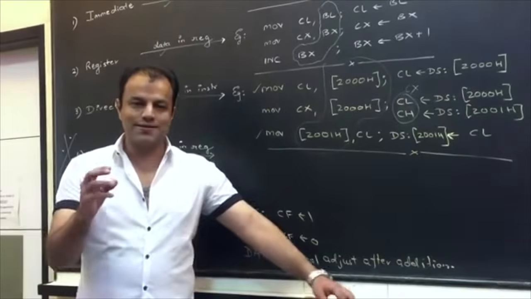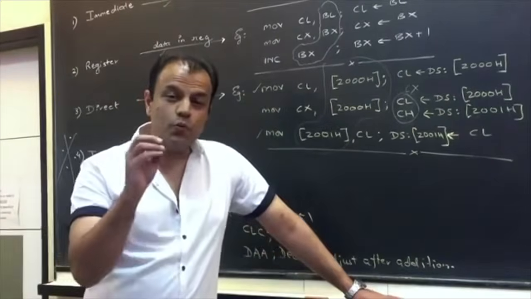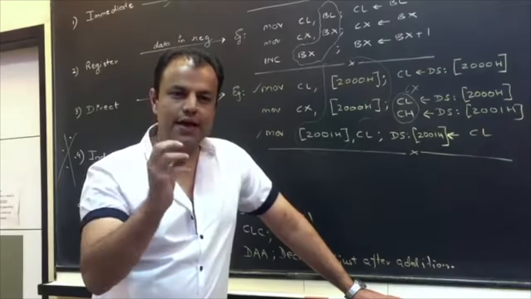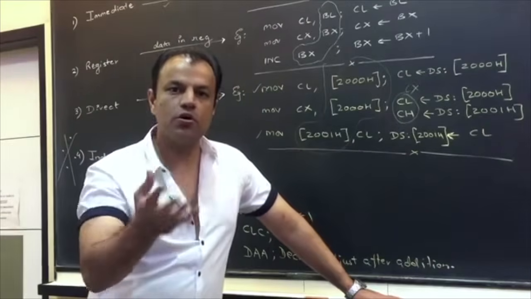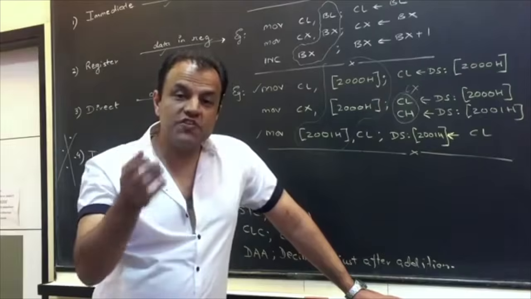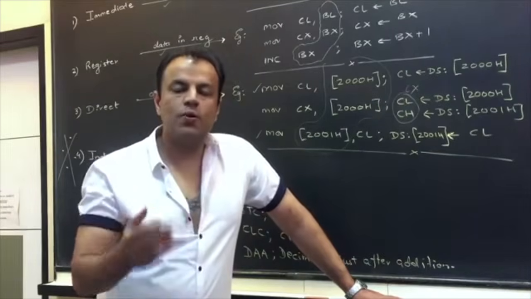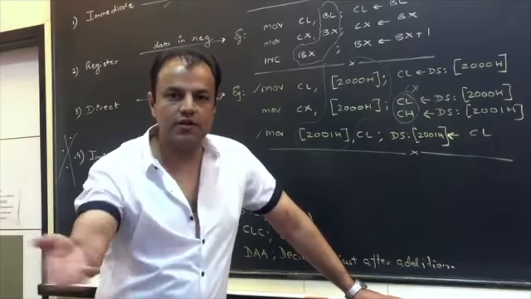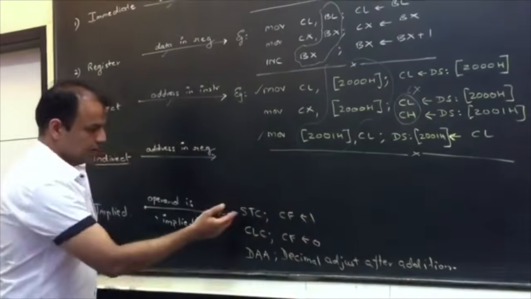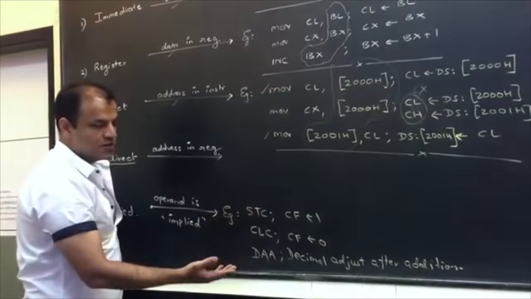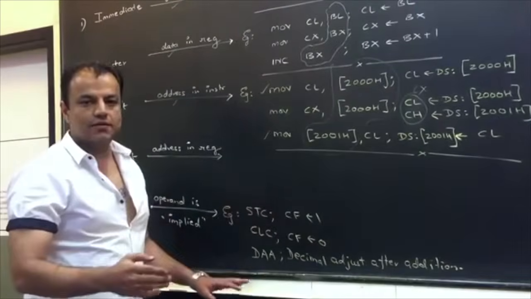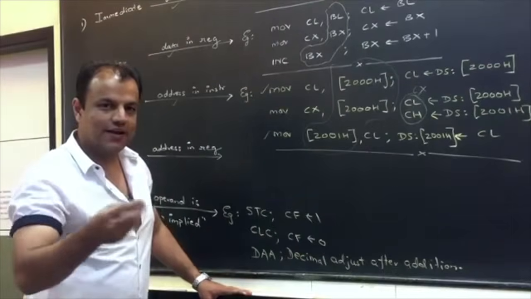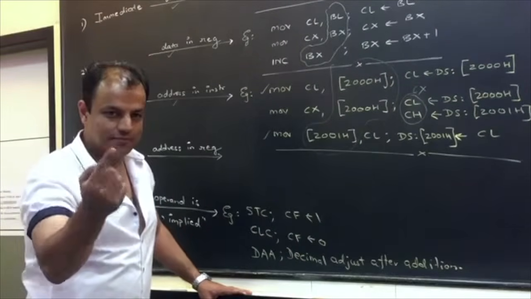There are some instructions which can operate only on a particular operand. They are made only to work on a particular operand. So since they work only on a particular operand, why should we give the operand? The operand simply becomes implied. It is understood that it's going to work only on that operand. Example, STC, a super simple instruction. STC stands for set the carry flag. Set the carry flag will make the carry flag 1.